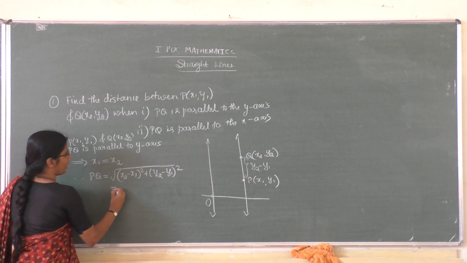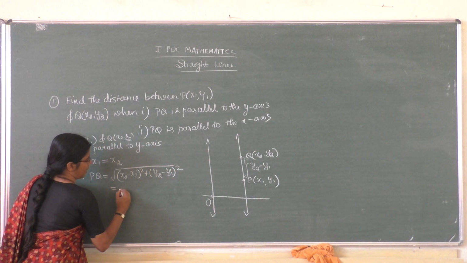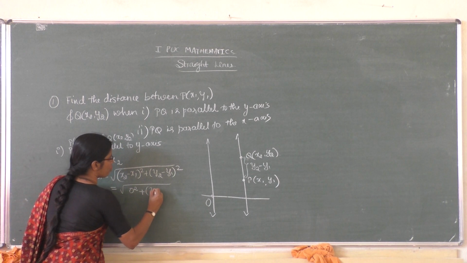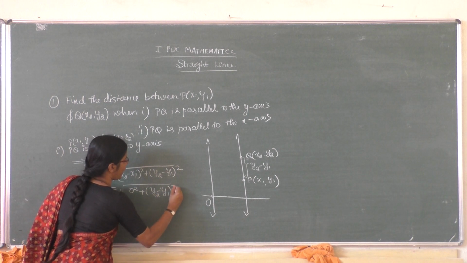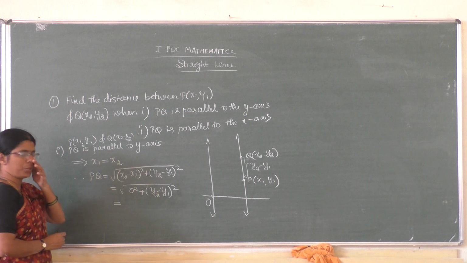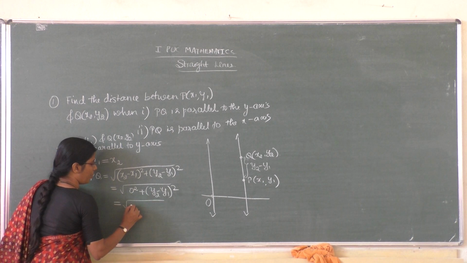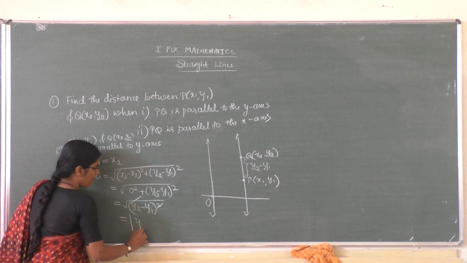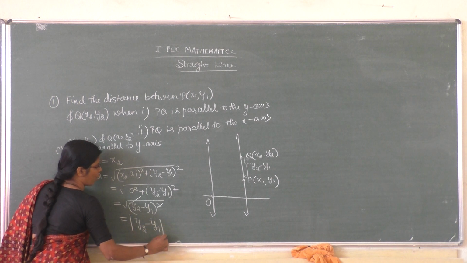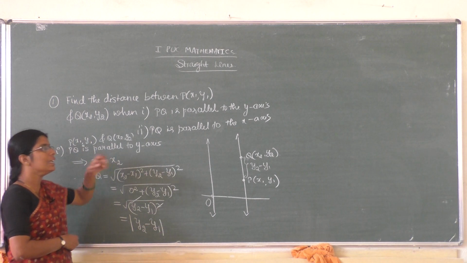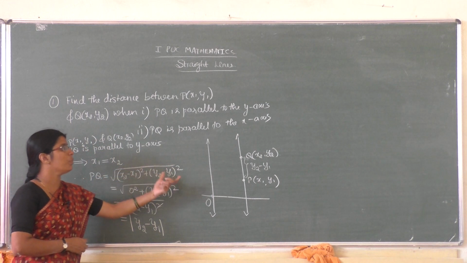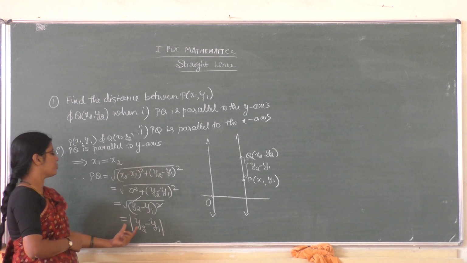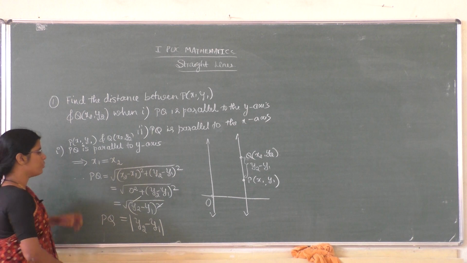So that is nothing but 0 square, because you know that x1 is equal to x2, and y2 minus y1 whole square. You have to take the square root. 0 square is 0. Here we are getting square root of y2 minus y1 whole square. Square and square root cancel, but you have to take modulus of y2 minus y1, because the order is not given whether y1 is greater than y2 or y2 is greater than y1. So we have to take modulus of y2 minus y1.